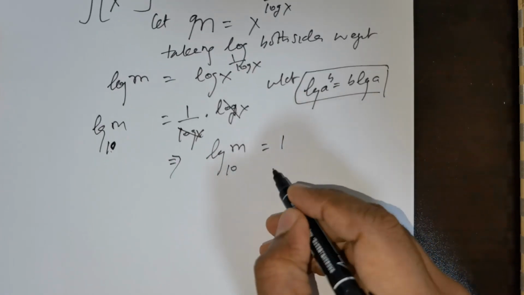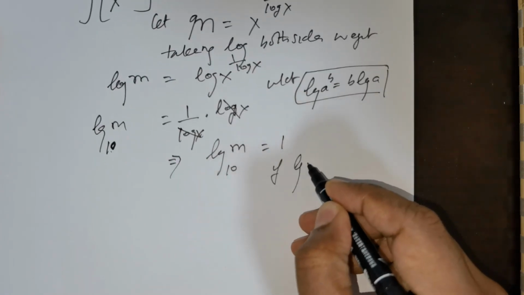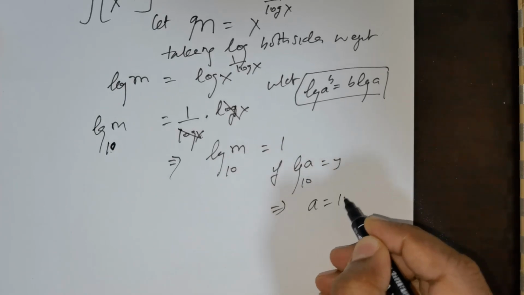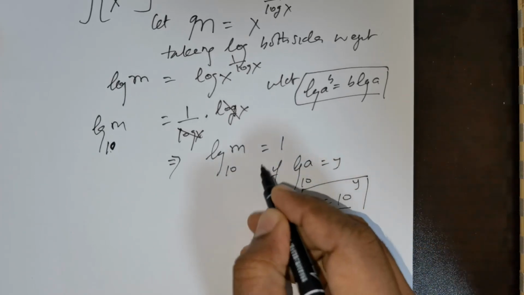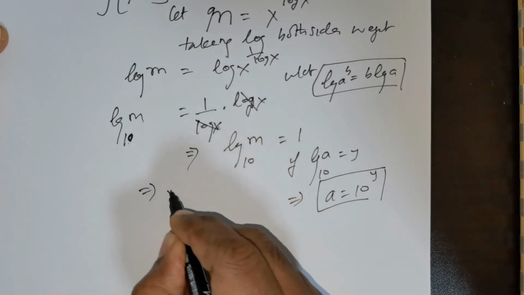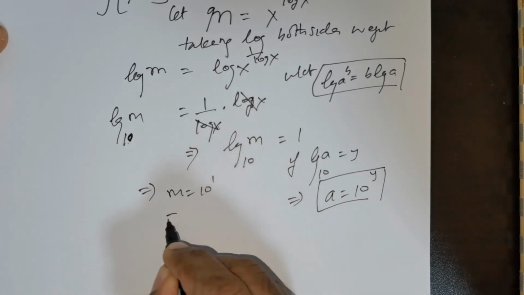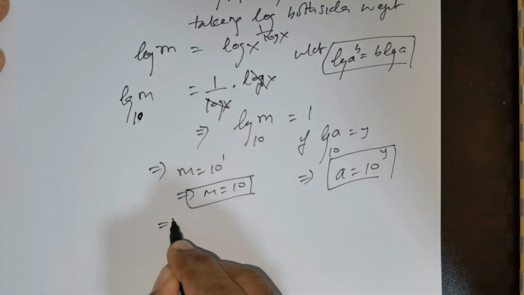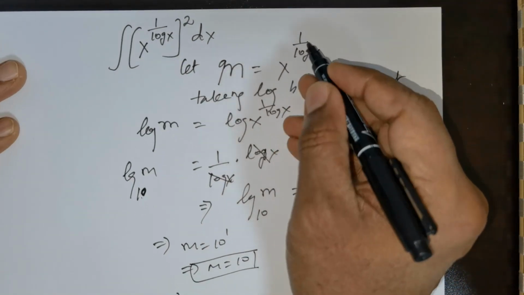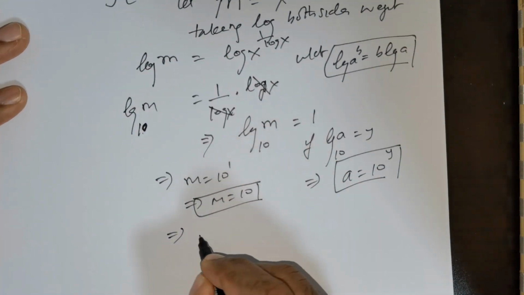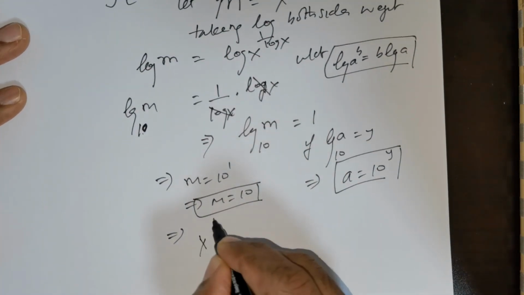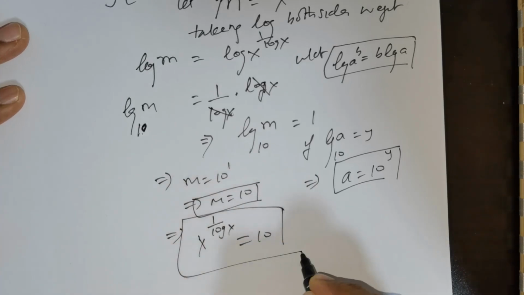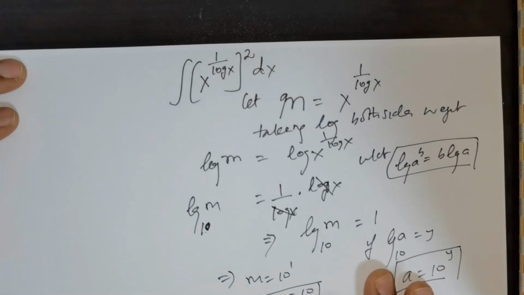Now from the property of logarithms, if log a to the base 10 is equal to y, then a is equal to 10 raised to the power of y. Utilizing that, m is equal to 10 raised to the power of 1, which means m is equal to 10. Since m has been taken as x raised to the power of 1 over log x, that in turn means x raised to the power of 1 over log x has a value of 10. So this is what we have found, right?